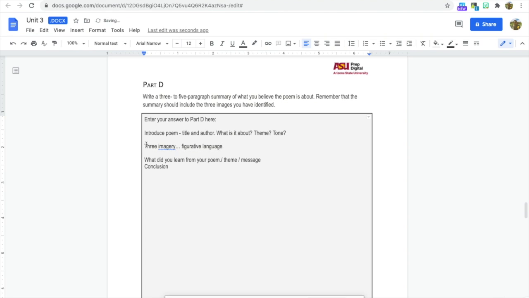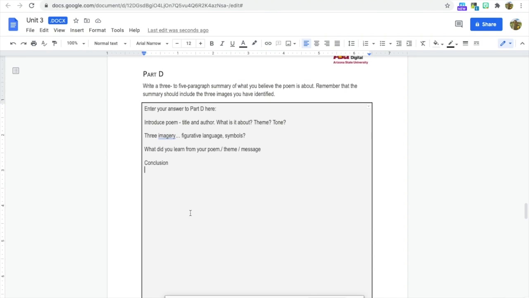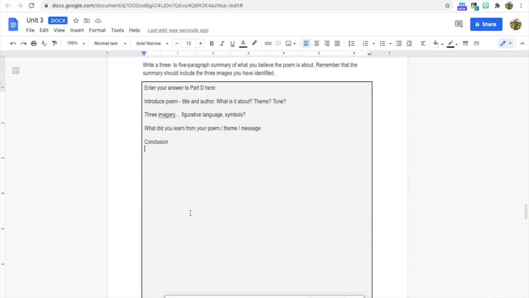You already have these 3 from part C. 3 images. Does it have figurative language? Does it have symbols? Does it rhyme? Any detail that you find from your poem, you include it in here. That's kind of like the body of your summary. What did you learn? What's the message? And then a short conclusion. You tie your 3 images together to the tone, the theme. How do they explain your poem? What did you understand? Did you like it or not?